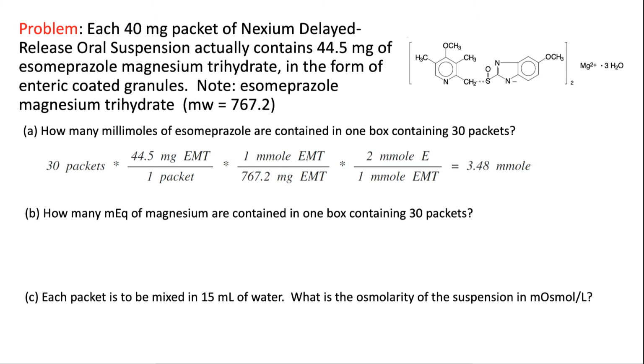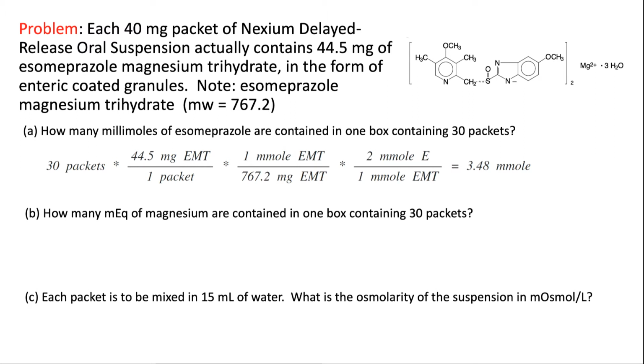Now, the question asked for the millimoles of esomeprazole. So we have to look back at the molecular formula on top, and remember we said there are actually 2 esomeprazole molecules for every 1 parent molecule of the EMT. That's why I'm multiplying by 2 millimoles of esomeprazole over 1 millimole of esomeprazole magnesium trihydrate. The EMT millimoles cancel, and our final units are just millimoles of esomeprazole. If you do that math from left to right, you get 3.84, the number of millimoles of esomeprazole. And that's the answer to letter A.